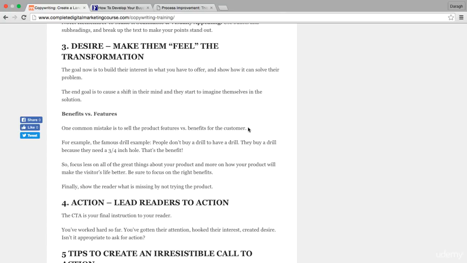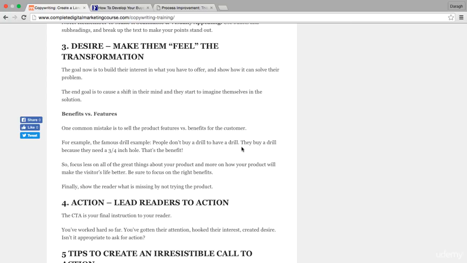So if you really want to make people feel that transformation and what the solution feels like, talking about the product features is not really going to help them do that. For example, there's a famous drill example. People don't buy a drill to have a drill. They buy a drill because they need a 3/4 inch hole in the wall.